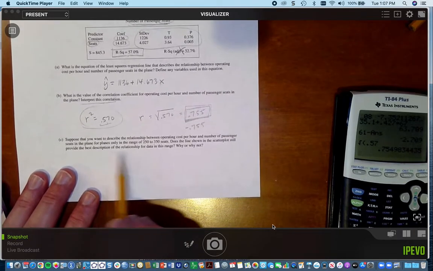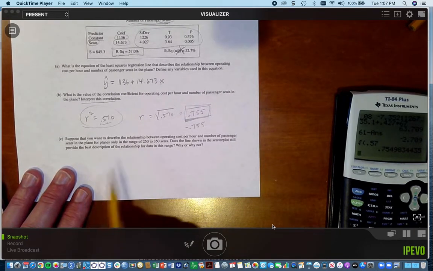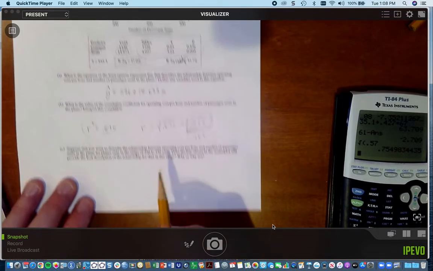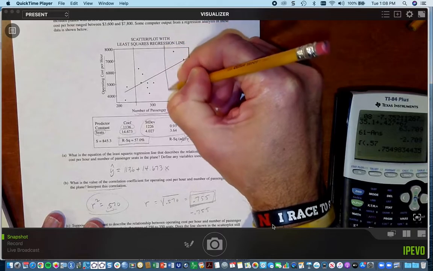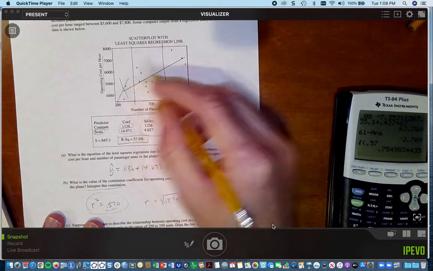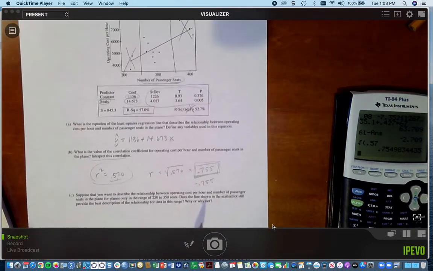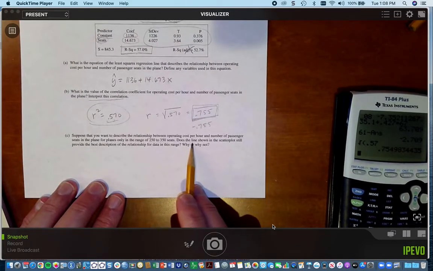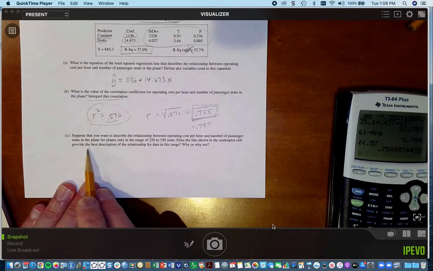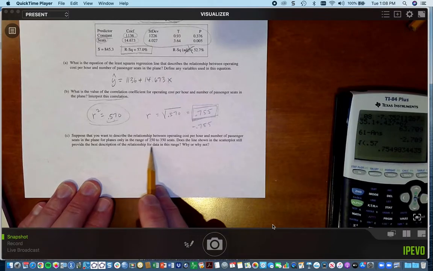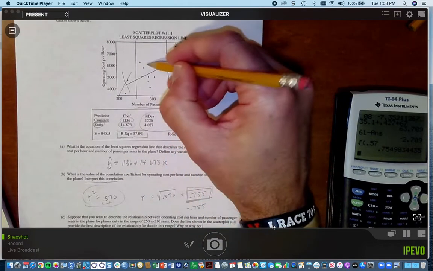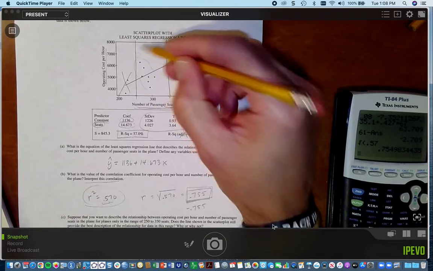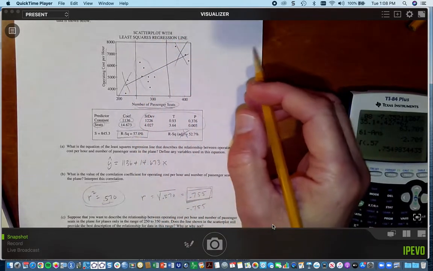Okay, and then this last part says, suppose that we're only interested in the range from 250 to 350. So we're only interested in these planes, so think about getting rid of those values there. And then the question is, does the line shown on the scatter plot still provide the best description of the relationship in this data range? Why or why not? If you look at these points here, does it look like this line is going to be a good fit?